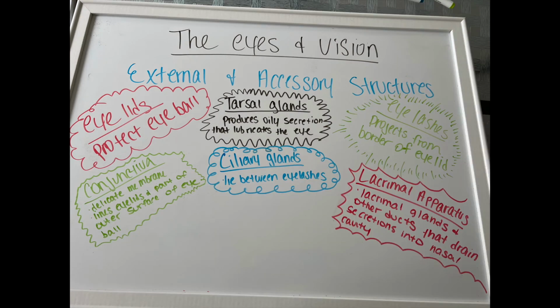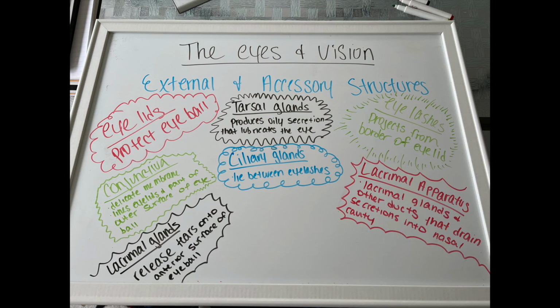Lacrimal apparatus. The lacrimal apparatus consists of the lacrimal gland and a number of ducts that drain the lacrimal secretions into the nasal cavity. The lacrimal glands are located in the lateral end of each eye. They continually release a salt solution, which is tears, onto the anterior surface of the eyeball through several small ducts.